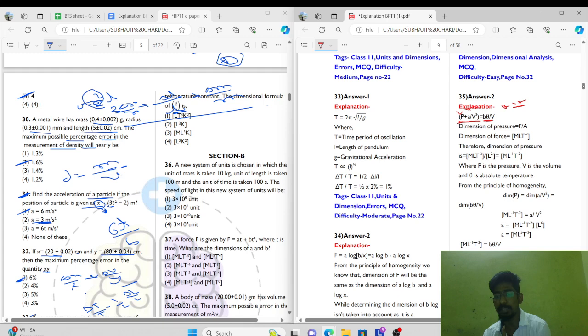Okay. And now the dimension of B. How to calculate the dimension of B? The dimension of P will be equal to the dimension of B theta by V, right? So the dimension of B will be equal to P, meaning M L minus 1 T minus 2, right? Multiplied with L cube divided by theta, meaning K, right? So it will become M L square T minus 2 K minus 1. So A by B will be, I think, L3K. M and M cancel out, it will become L3K. Yes, this one. Okay.